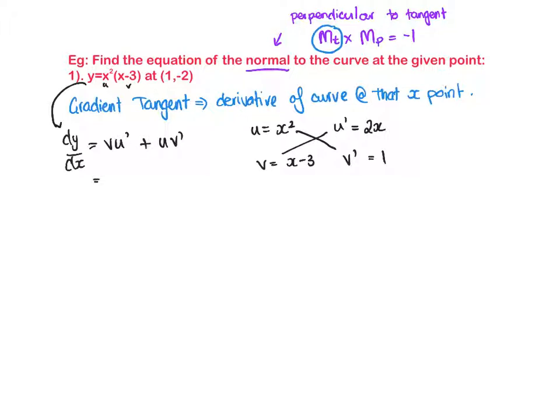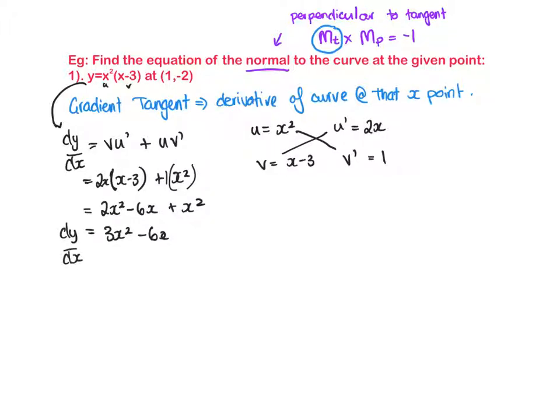Okay, so we would have x minus 3 times 2x. I'm going to put the 2x at the front because that's how it would probably look. Plus u, which is x squared, times 1. I'll put it there so you can see. So if I expanded that out, that'd be 2x squared minus 6x plus another x squared there. So I end up with 3x squared minus 6x. So that is the derivative, which is the rule for the gradient on that curve at any point.